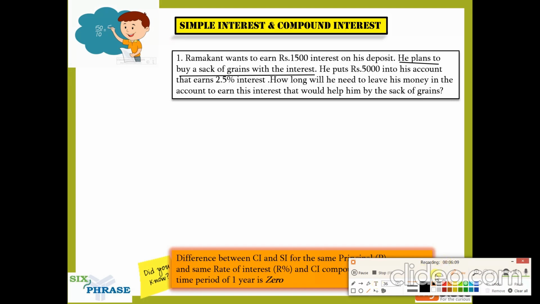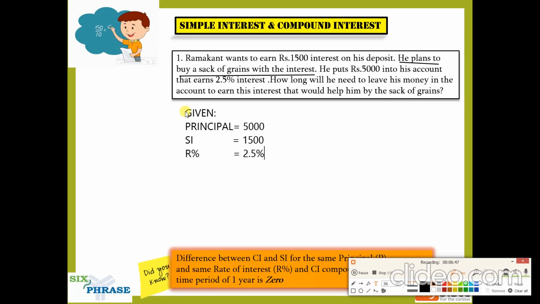So let us write down the givens. What is given as principal, guys? He puts down 5,000, right? So here principal will be equal to 5,000. Now what else is given? SI is given, which is 1,500. And they've also given the rate of interest, which is 2.5 percentage.